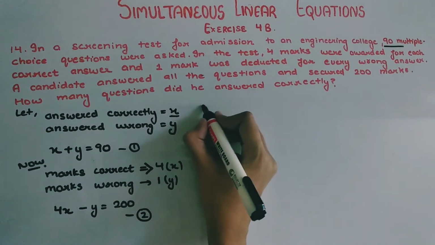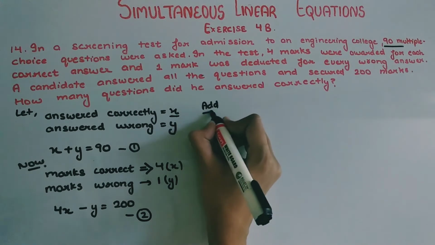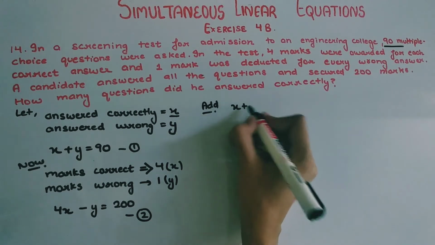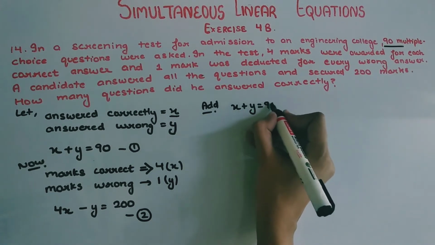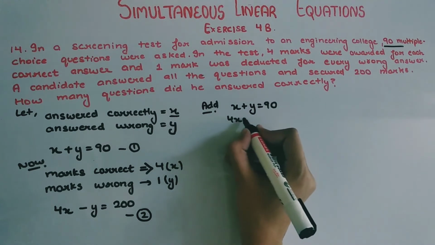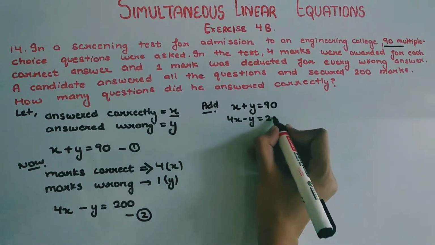Now we will add equation number 1 and equation number 2. We have x plus y, that is 90. The second equation is 4x minus y, that is 200.